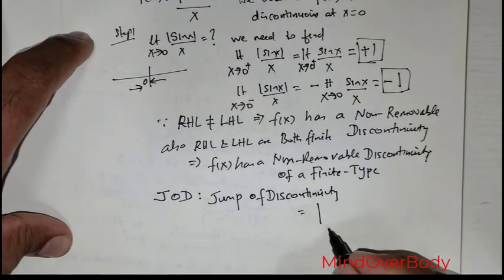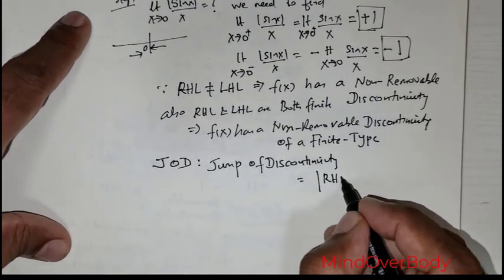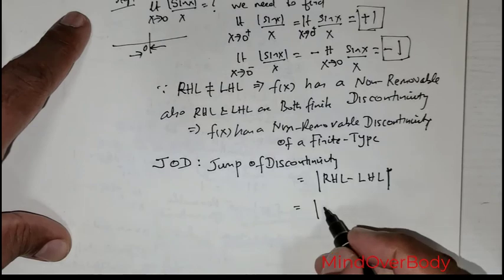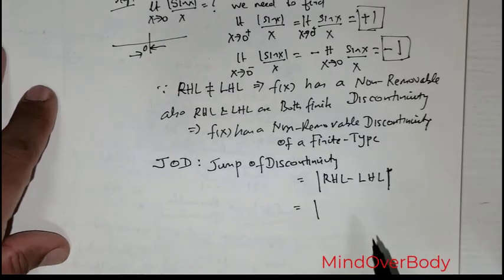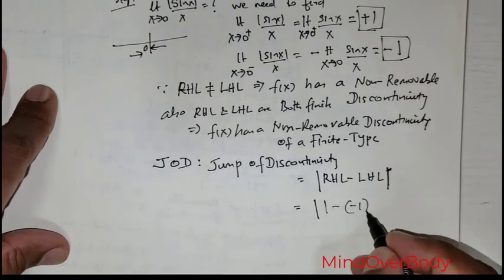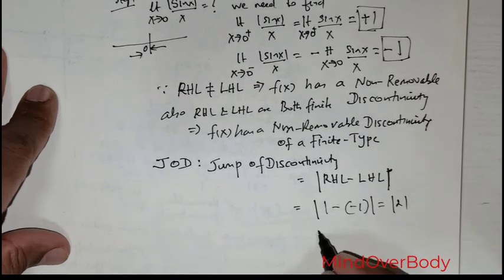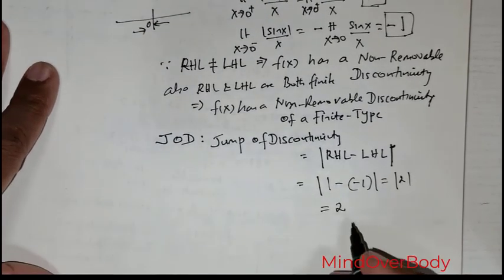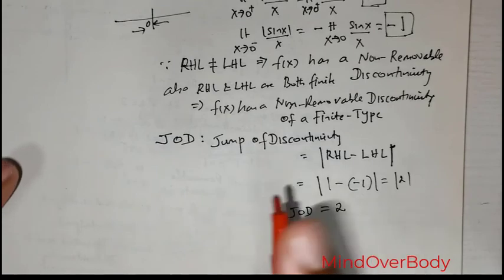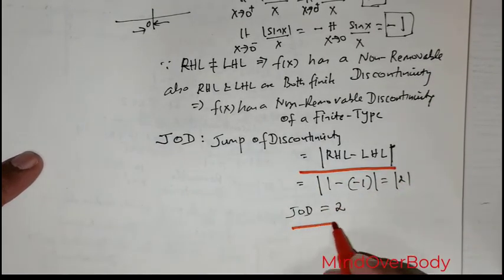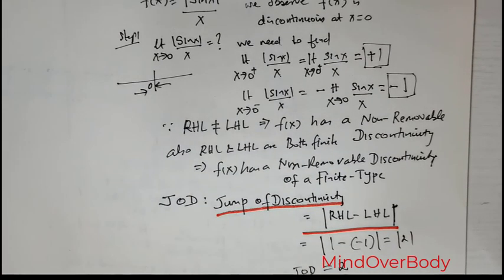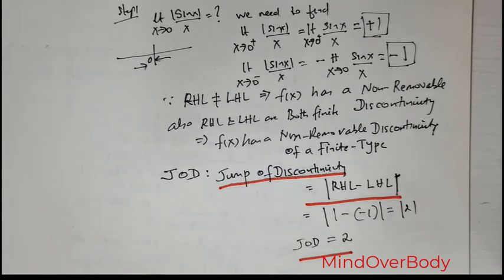Now if they ask you to find the jump of discontinuity, the formula is the modulus of right hand limit minus left hand limit. So in this case the right hand limit is positive 1, the left hand limit is negative 1, so you get modulus of 2, which is equal to 2. Now if they ask you to calculate JOD, then this is the formula you will have to use. JOD is also called a jump of discontinuity. This is also an important concept which might be asked in objective type questions.